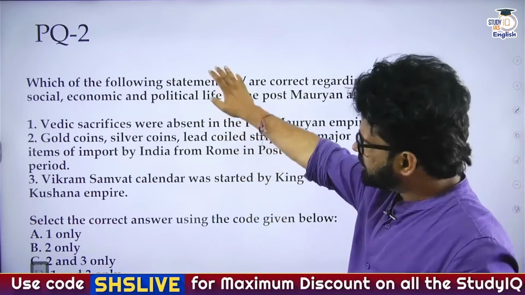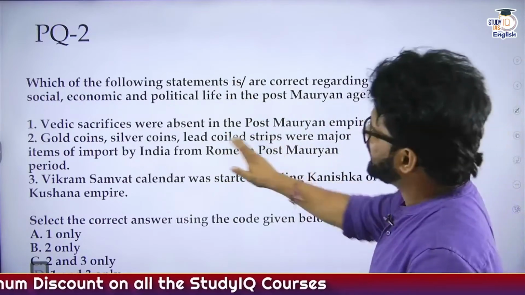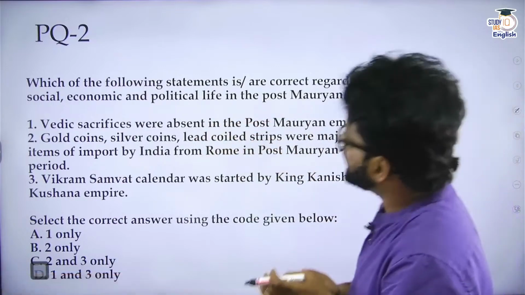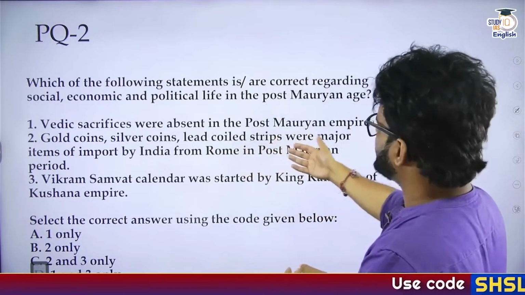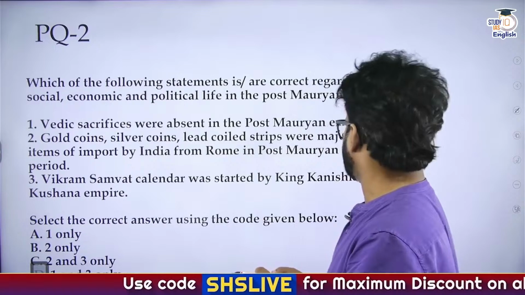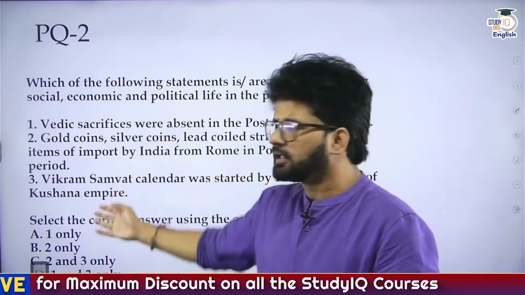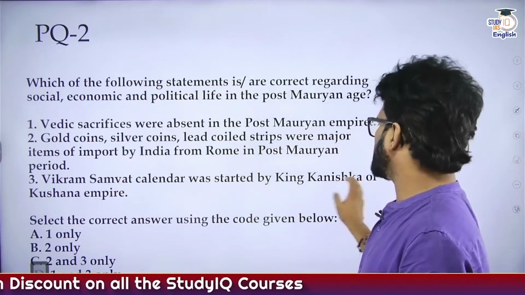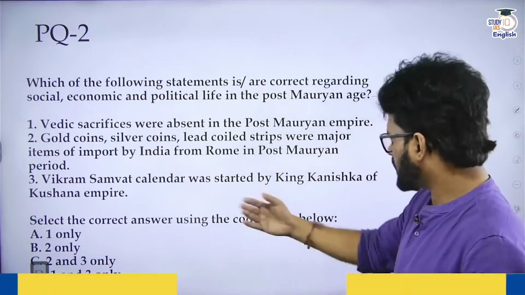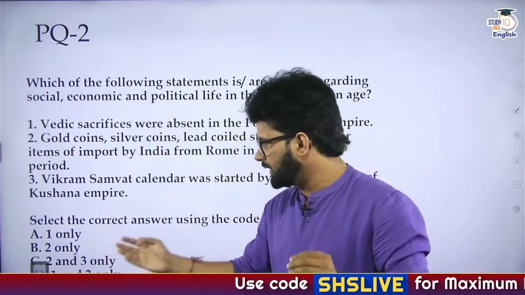Question was good. Let's see practice question number 2. Which of the following statements are correct regarding social, economic and political life in the post-Mauryan age? First statement, Vedic sacrifices were absent in the post-Mauryan empire. Second, gold coins, silver coins, lead coin strips were major items of import by India from Rome in the post-Mauryan period. Third, Vikram Samvat calendar was started by King Kanishka of Kushana Empire. Select the correct answer using the code given below. A, 1 only, B, 2 only, C, 2 and 3 only, D, 1 and 3 only.